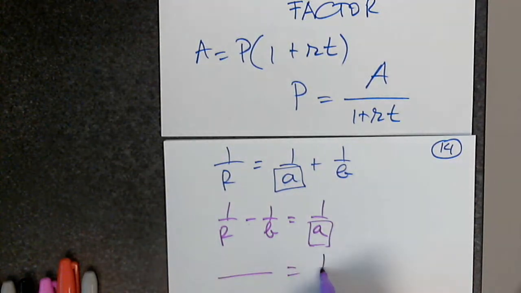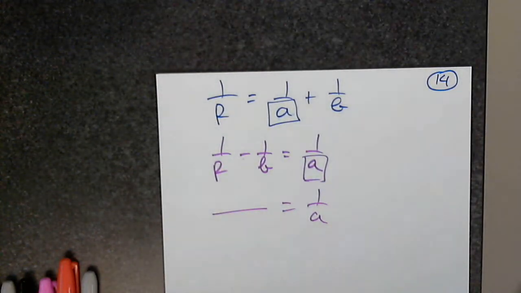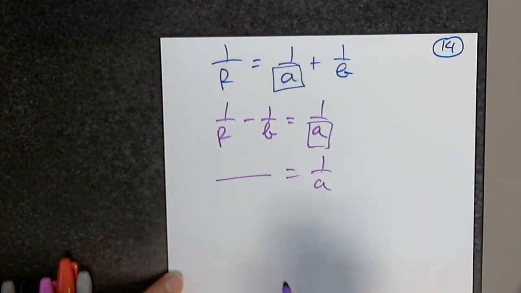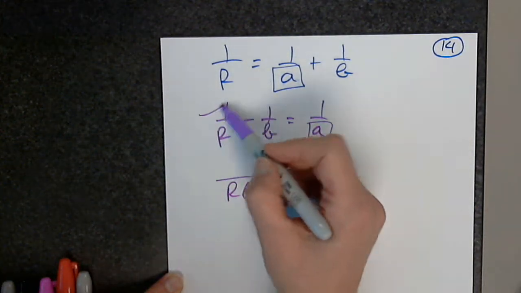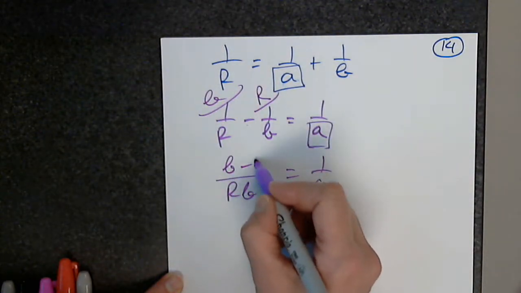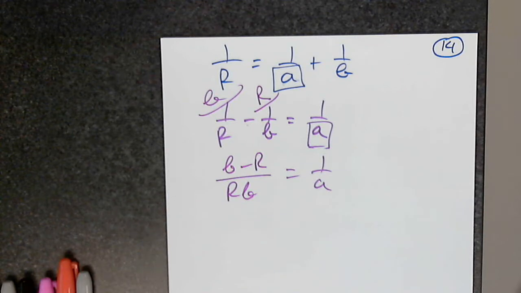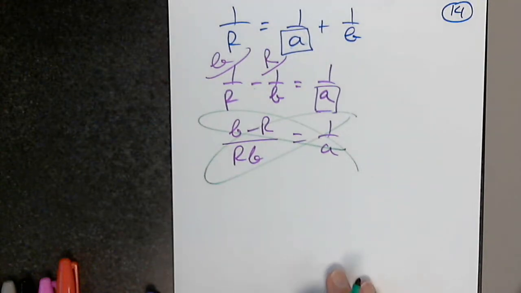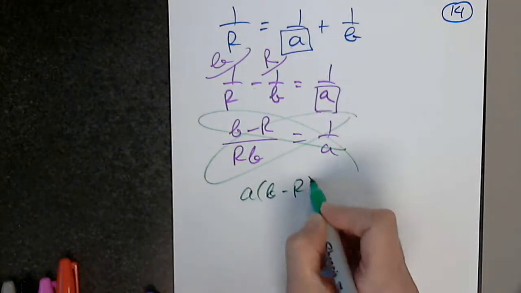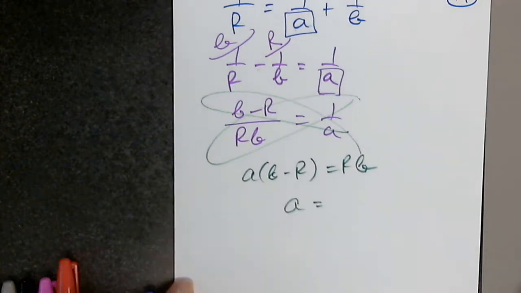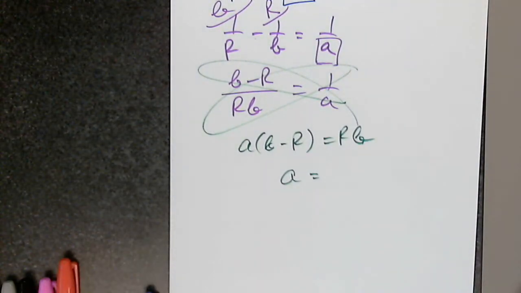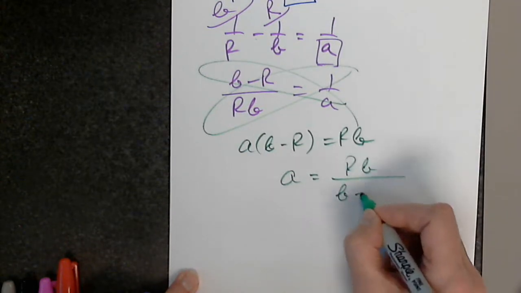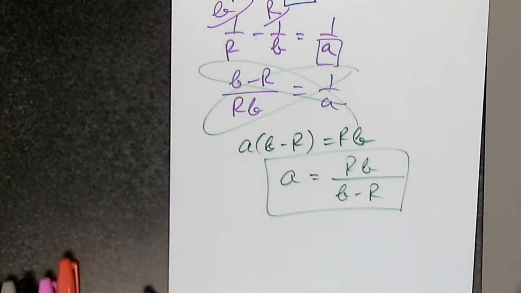So now I find the least common denominator. What do I get? Of course, this must need a B and this must need an R, so B minus R. And now, in order to solve for A, what should I do? What type of rational equation is this? That's it. So BA times B minus R equals RB. How do I get A? That's it.